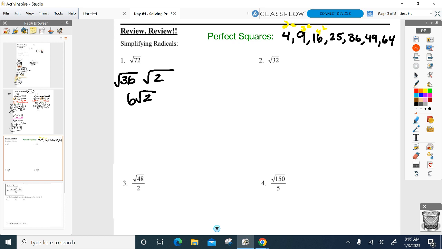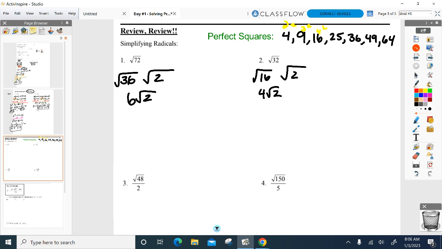All right, try it out on 32 now. Biggest perfect square, not the first one you come across. Here we go. Biggest perfect square that you found: 16. 16 and 2. Final answer there, Kara: 4 radical 2. 4 radical 2. Good.